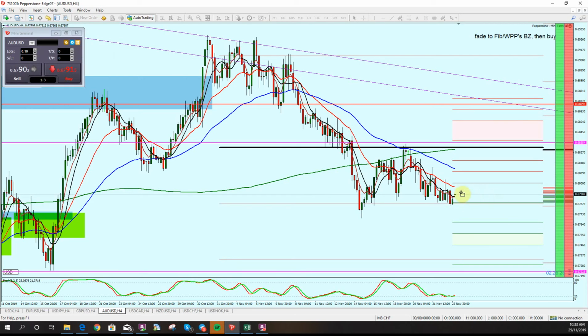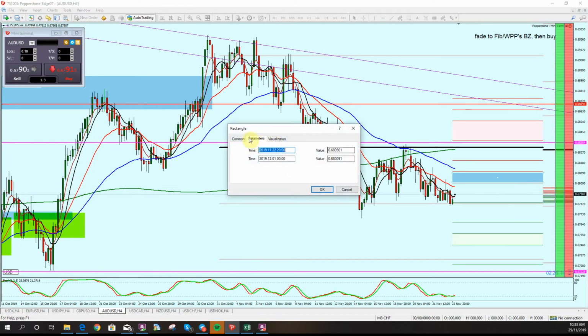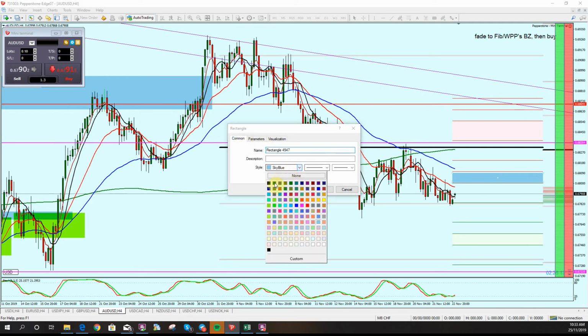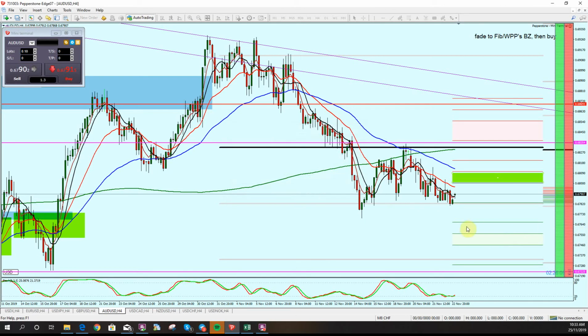Rectangle. My sell zone for this lot is here. This is where I'll be looking to sell if I'm going to go short here. Change this to my lime green, I think it is, chartreuse. So that zone there is the area I would look to sell if I was going to sell this. And based on this, can only sell, right?